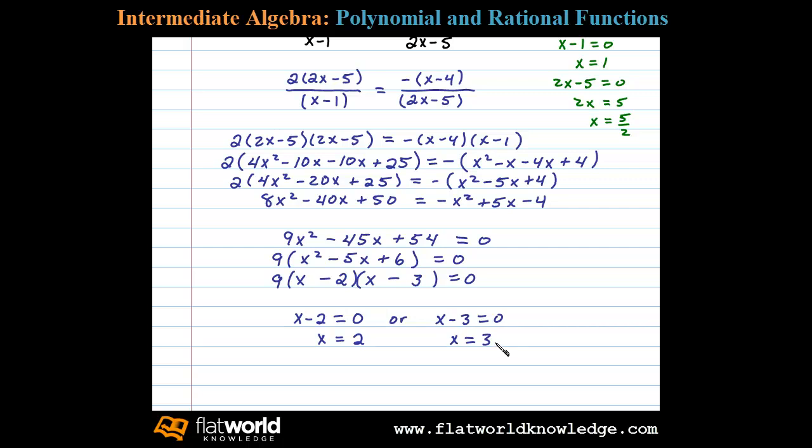Now remember, cross multiplying introduces the possibility for extraneous solutions, so we have to check our answers in the original equation. But in this case, the restrictions were that x were not allowed to be 1 or 5 halves. And since our answers are not restrictions, they'll work.